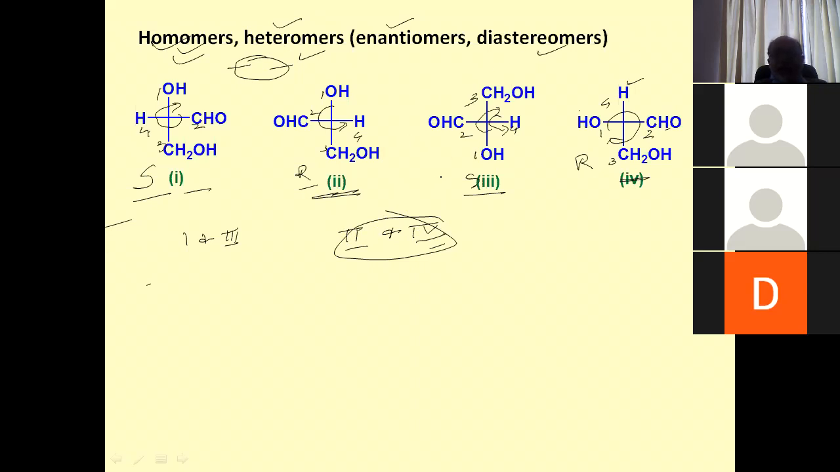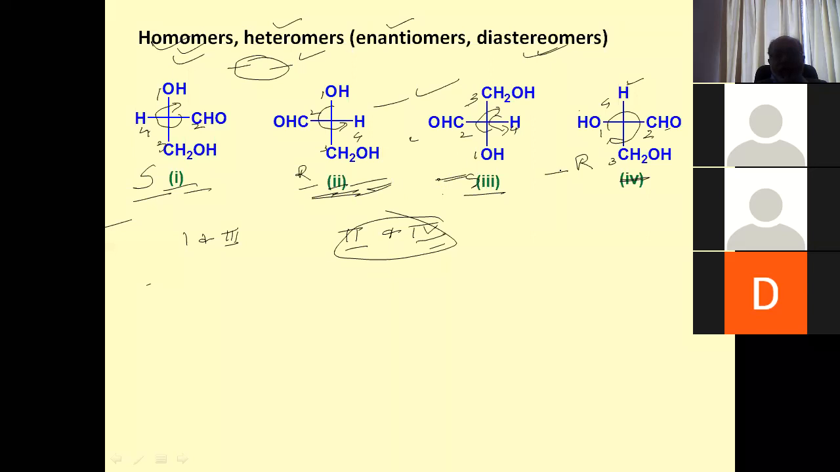With one chiral center, you cannot have diastereomers. To be diastereomers, a minimum of two chiral centers should be there. So here they can be enantiomers. So 1 and 2 are enantiomers. Even 2 and 3 are also enantiomers.